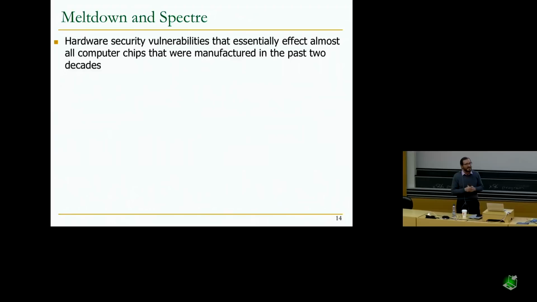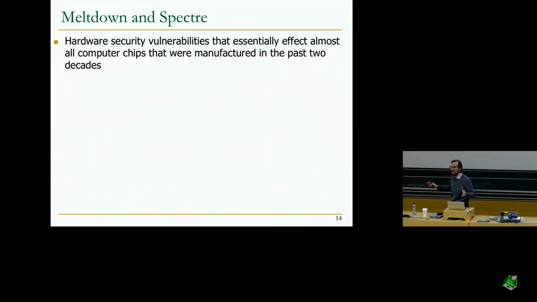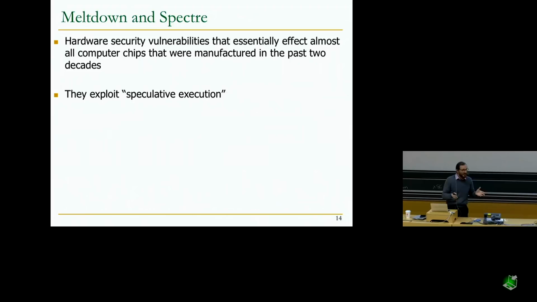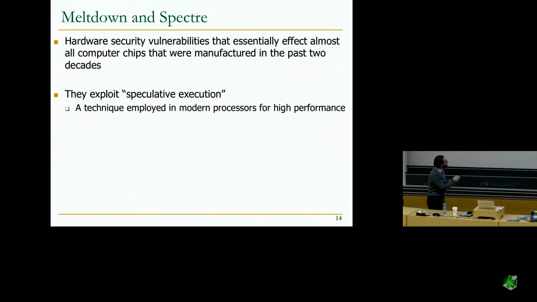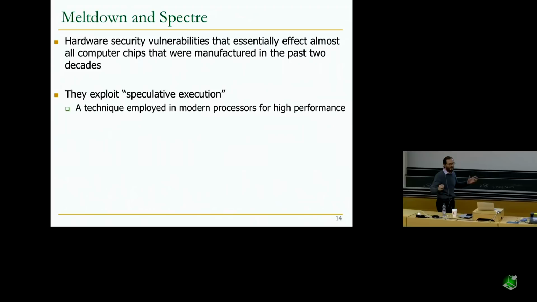Okay, so these are basically hardware security vulnerabilities that essentially affect almost all computer chips that were manufactured within the last 2 decades, and maybe even longer. 2 decades is 20 years or so. They exploit, as we discussed yesterday very briefly, what's called speculative execution. I'll talk a little bit more about that right now. This is a technique employed in modern processors to get high performance, make things really fast, execute programs really fast. So what's speculative execution?